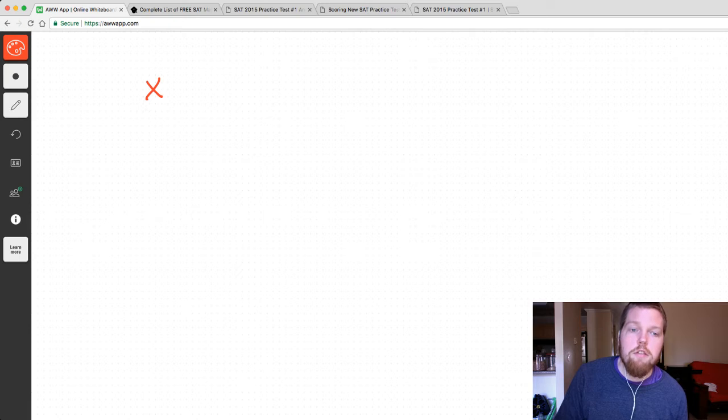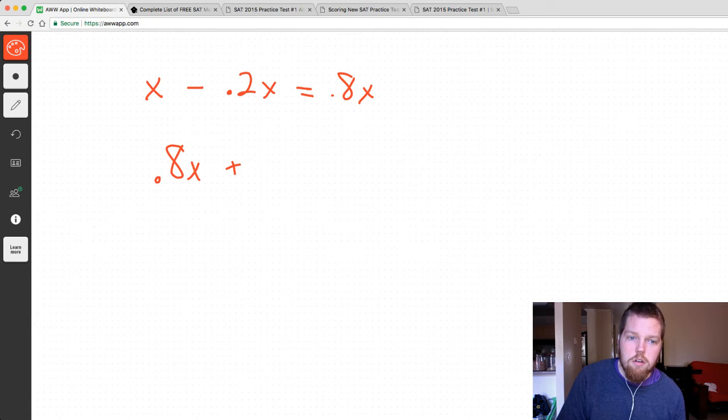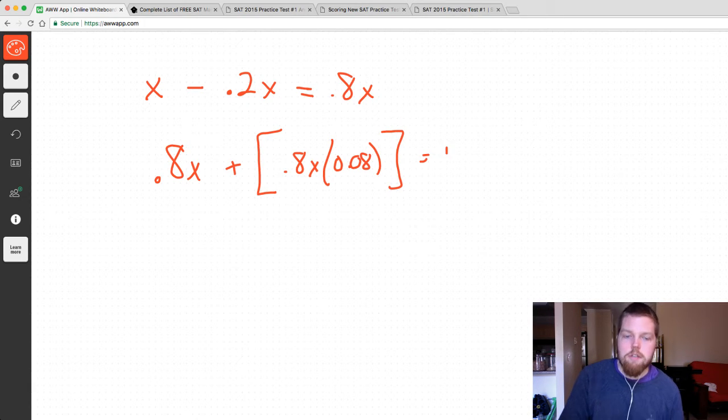Okay, so if X is the price, we're going to subtract 0.2x from that, 20% times the original price, and that's going to give us 0.8x, which is going to be the price that we pay. Plus we're going to do 0.8x, which is the price we're going to pay, times 0.08 to get the sales tax. We're going to add that, and then that's going to give us the price. Okay.